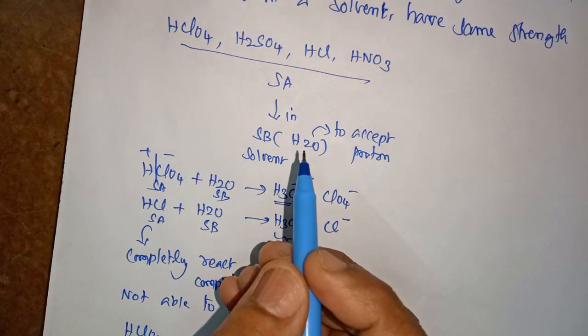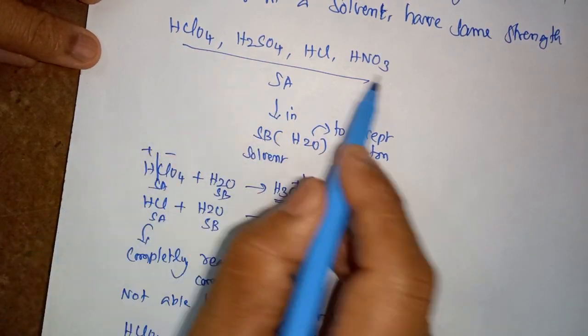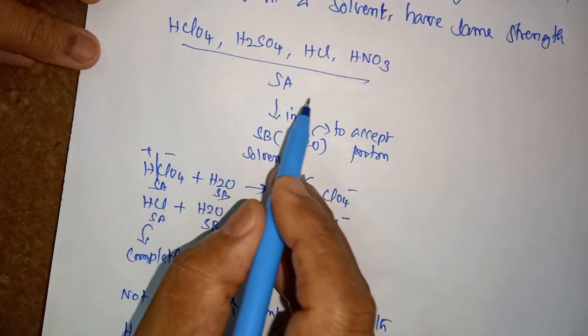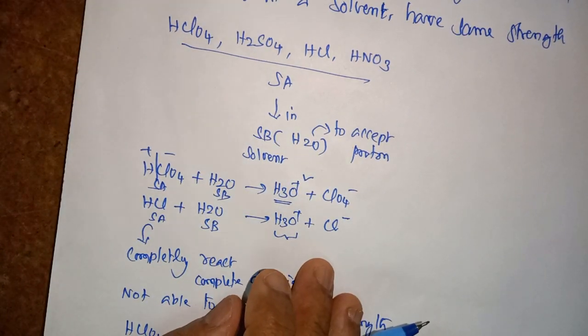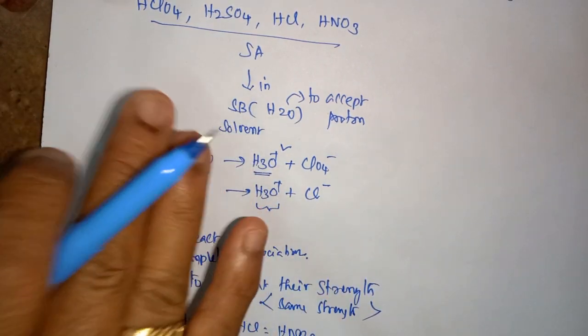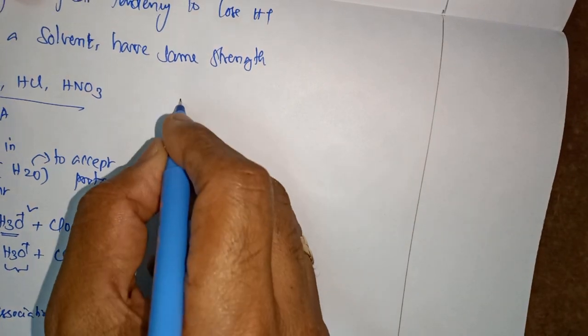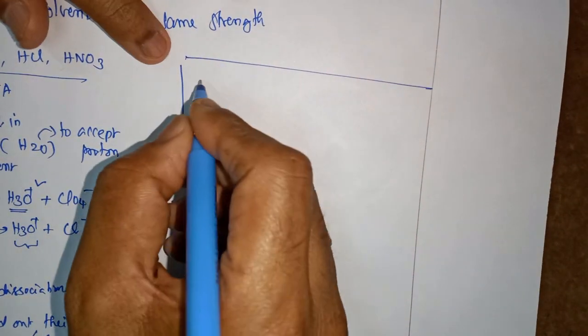Which one will have the highest strength? The ones taken are strong acids. When you dissolve strong acids in a strong base solvent, all are having equal strength. We are not able to identify or differentiate the strength. Such an effect is called a leveling effect. Then I come to the differentiating effect.